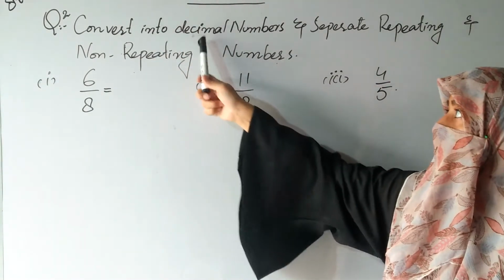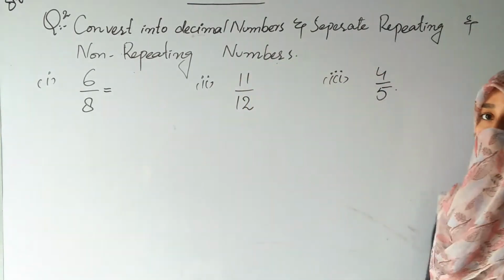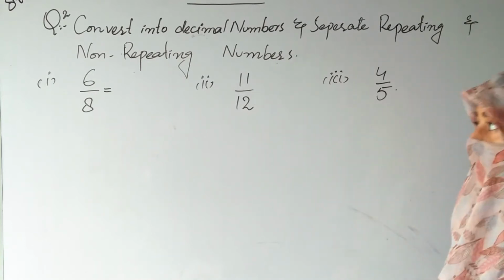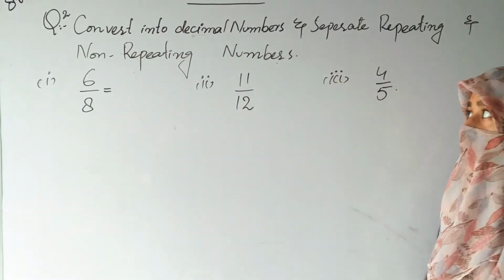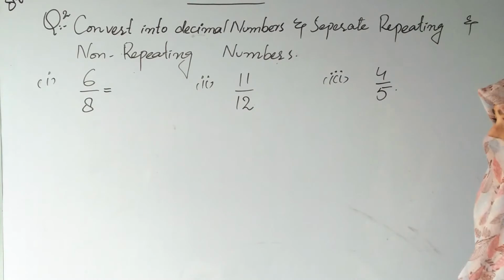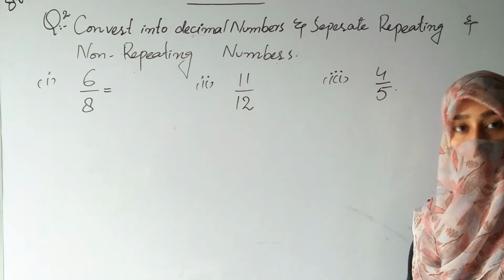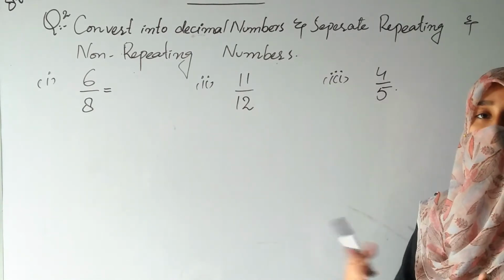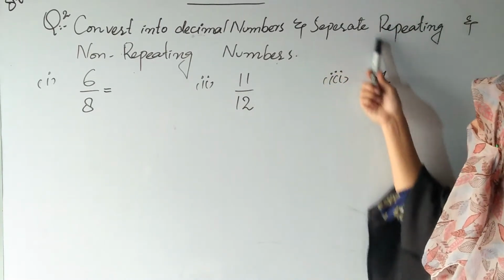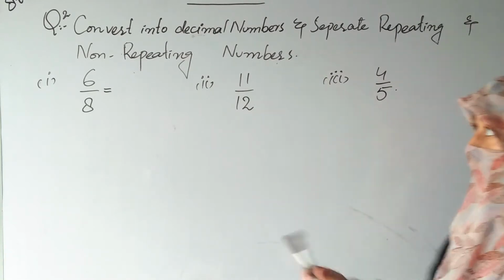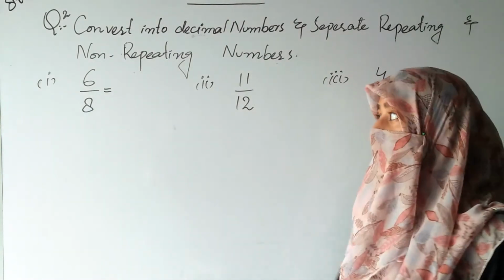Question number 2 is: convert numbers into decimal numbers, and after converting into decimal numbers, separate repeating and non-repeating numbers. We discussed the definition of repeating and non-repeating numbers in the introductory lecture. Repeating numbers means that after the decimal point, a digit or group of 2, 3 or 4 digits repeats itself again and again. These are called repeating numbers. If different digits keep going on without repeating, that number is non-repeating.